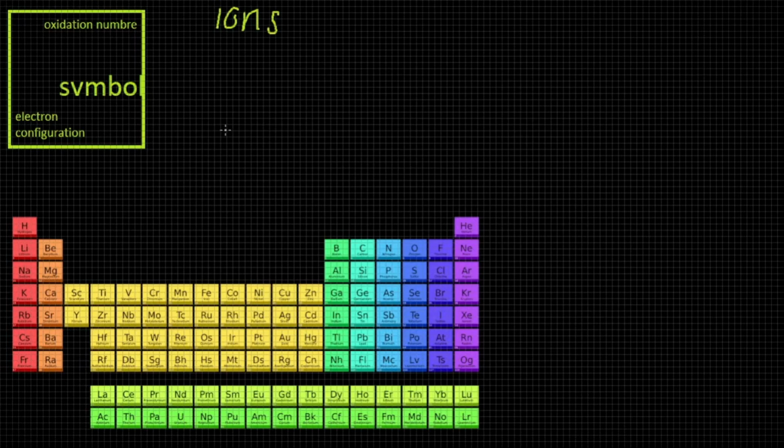What ions are, they are charged molecules and charged atoms. So if you talk about H without the charge, it's a hydrogen atom. And if you talk about H plus, you talk about a hydrogen ion. There are two different ions. You have cations and anions.